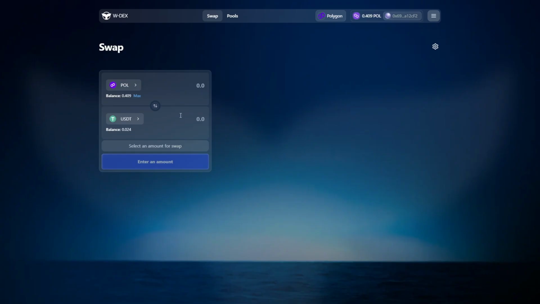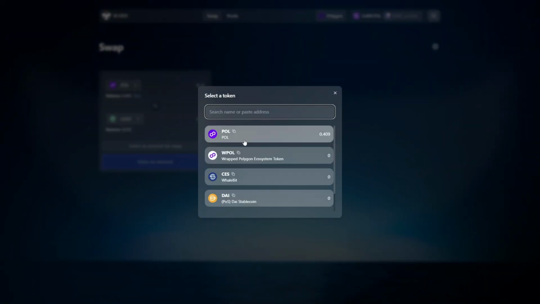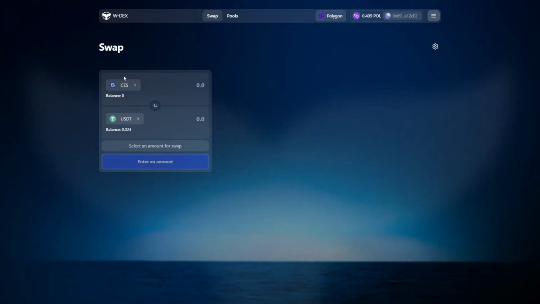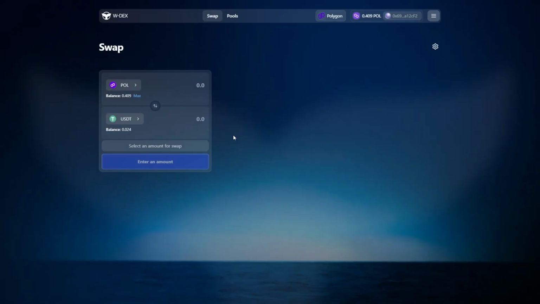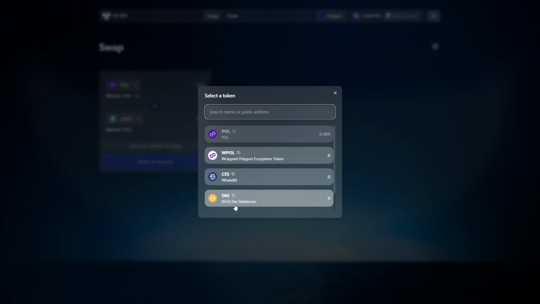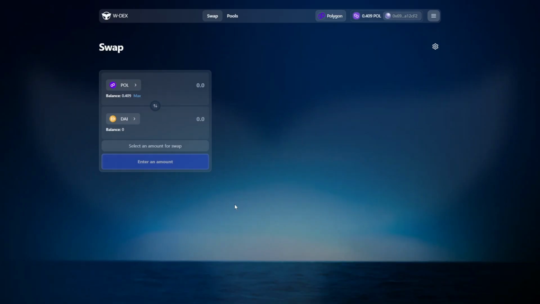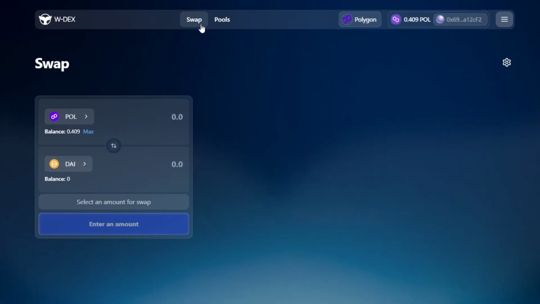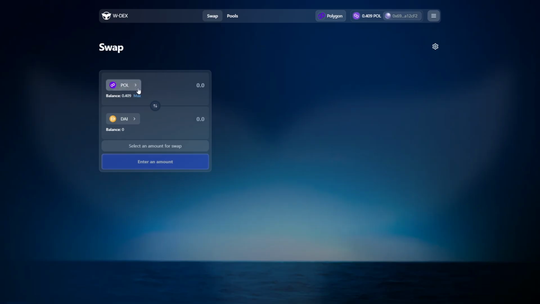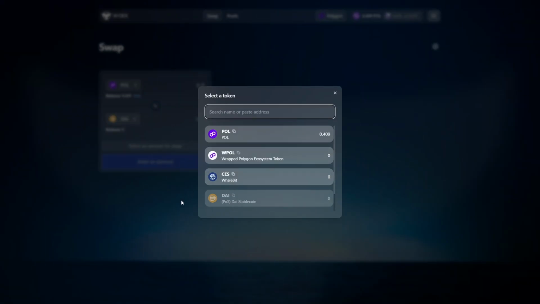Let's take a look at the features the exchange offers. At this stage, users can trade the following token pairs: CES and USDT, POL and USDT, and POL and DAI. Additional trading pairs will be added in the future. The exchange interface is intuitive and user-friendly, even for those who are just beginning to explore decentralized platforms. At the top of the main page, you'll find two tabs: Swap and Pools. By navigating to the Swap tab, you can use the Swap feature to exchange between available tokens.